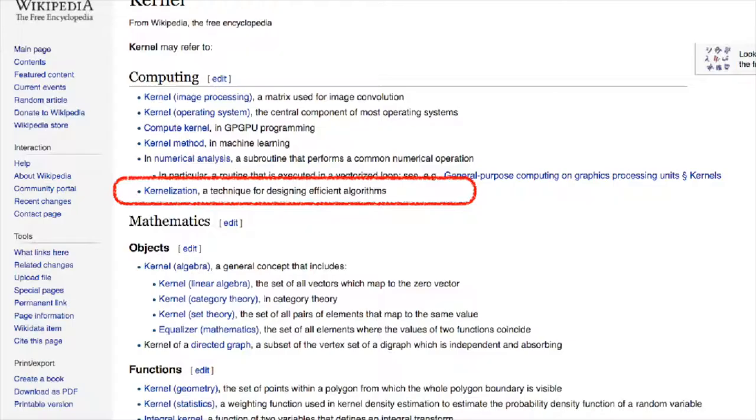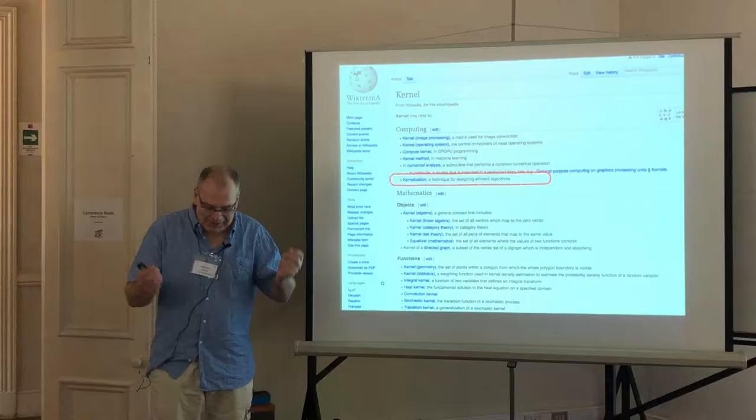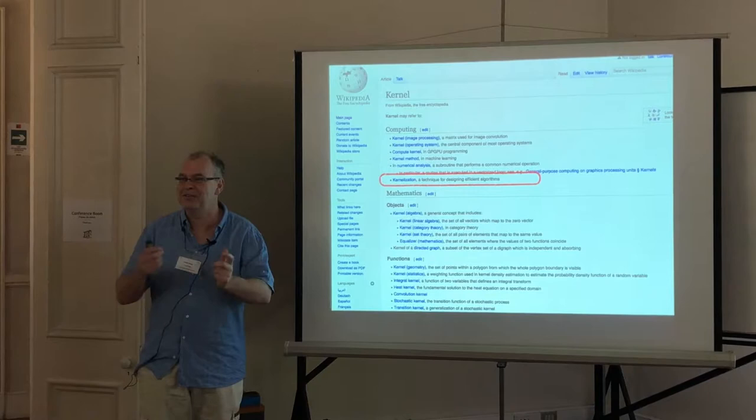Okay, so what is a kernel? If you search in Wikipedia, everything is called kernel. So I will not be speaking about kernels in image processing or kernels in operating systems. This will be kernel as a parameterized technique for designing efficient algorithms. But be careful, because in every area of mathematics or algorithms there is a kernel. So it's a different thing.